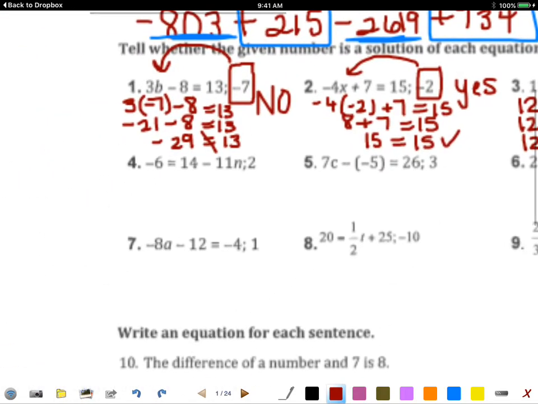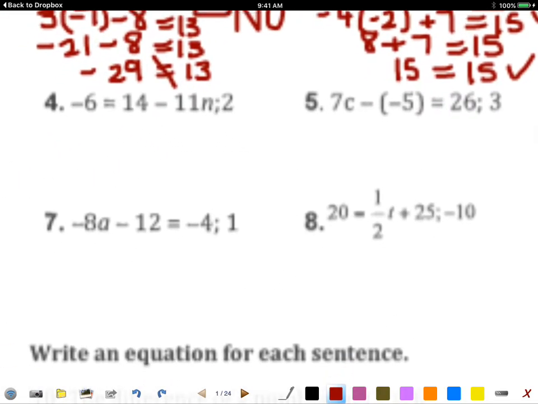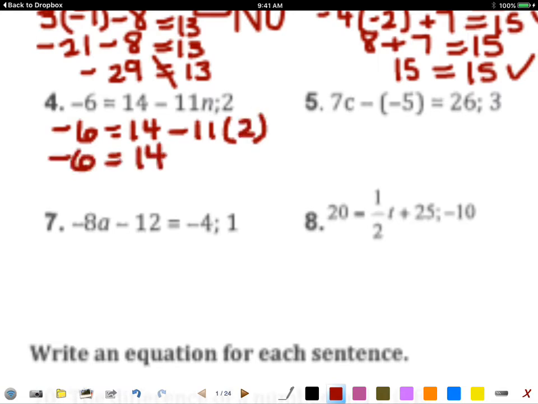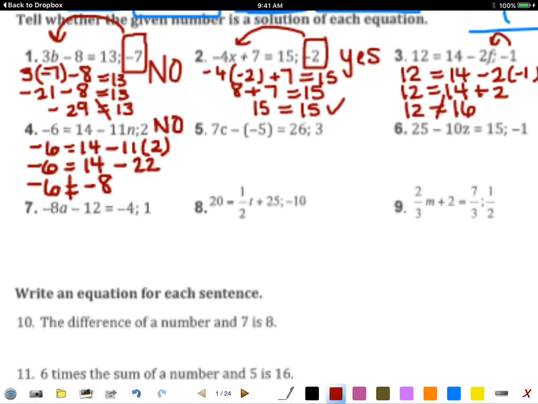Okay? All right, let's look at number 4. Bring down the negative 6 equals 14 minus 11 times 2. Negative 6 equals 14 minus 22. Negative 6 equals, what's 14 minus 22? Negative 8. Negative 8, right? And that's not true, so we're going to write no. 2 would not be a solution then.